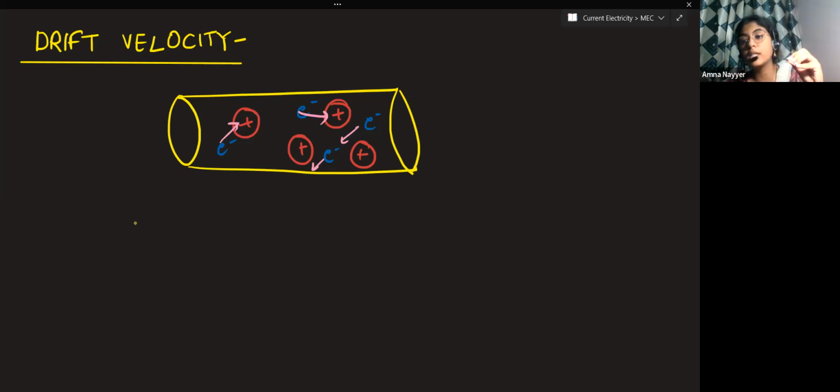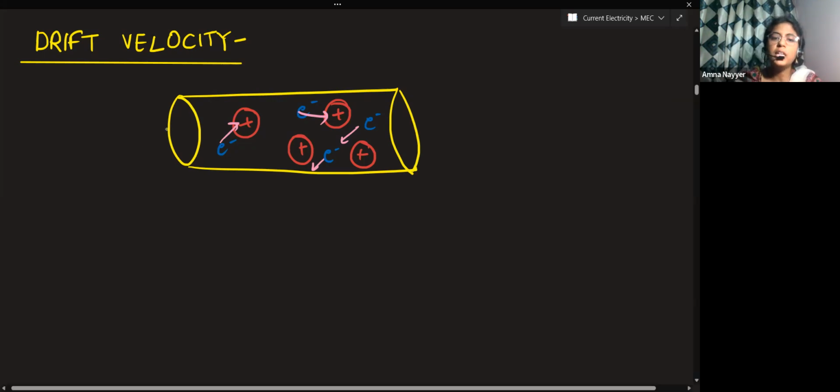So drift velocity is what? Drift velocity is the velocity with which the electrons drift towards the positive end, meaning the positive terminal of the battery, of the conductor, when an electric field is applied to it. So each electron will have different initial velocities. But the average of all initial velocities will be zero only.